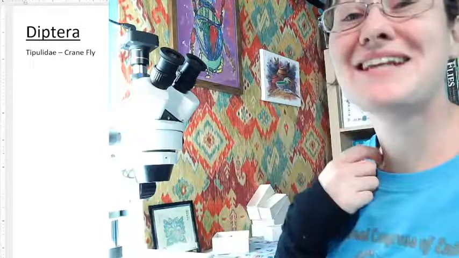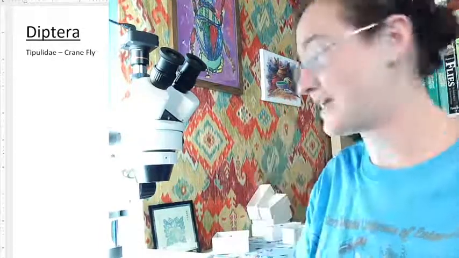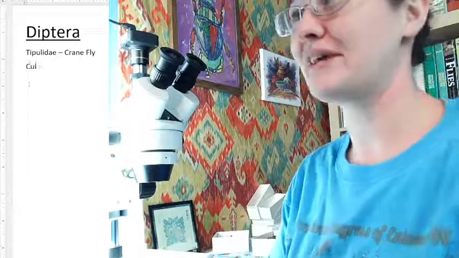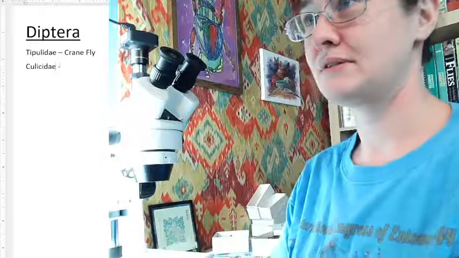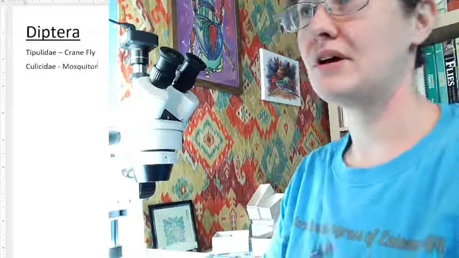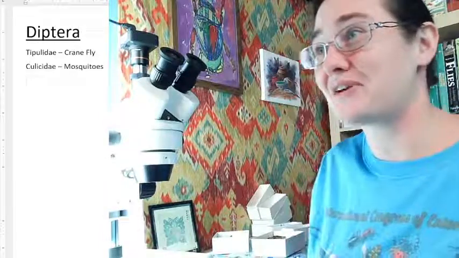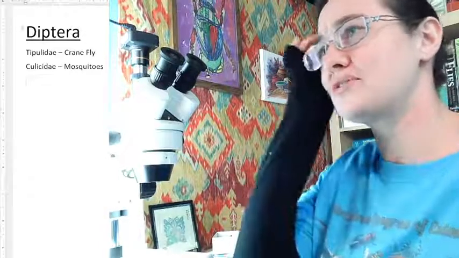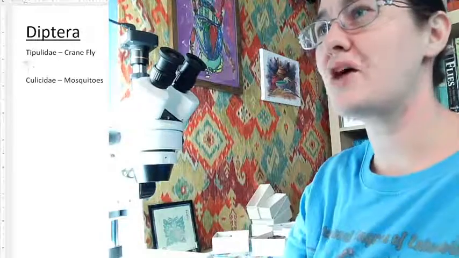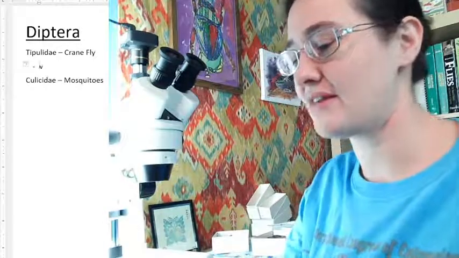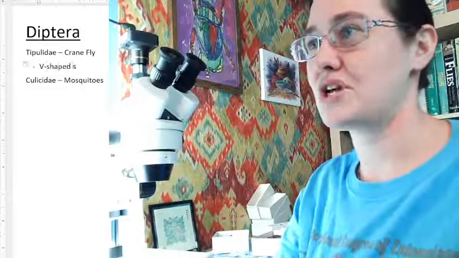All right, now my next specimen, you're gonna laugh because the next family that we are doing are the culicids, or the mosquitoes. Does it help that I write characteristics on here? Like for the crane fly, the V-shaped suture.